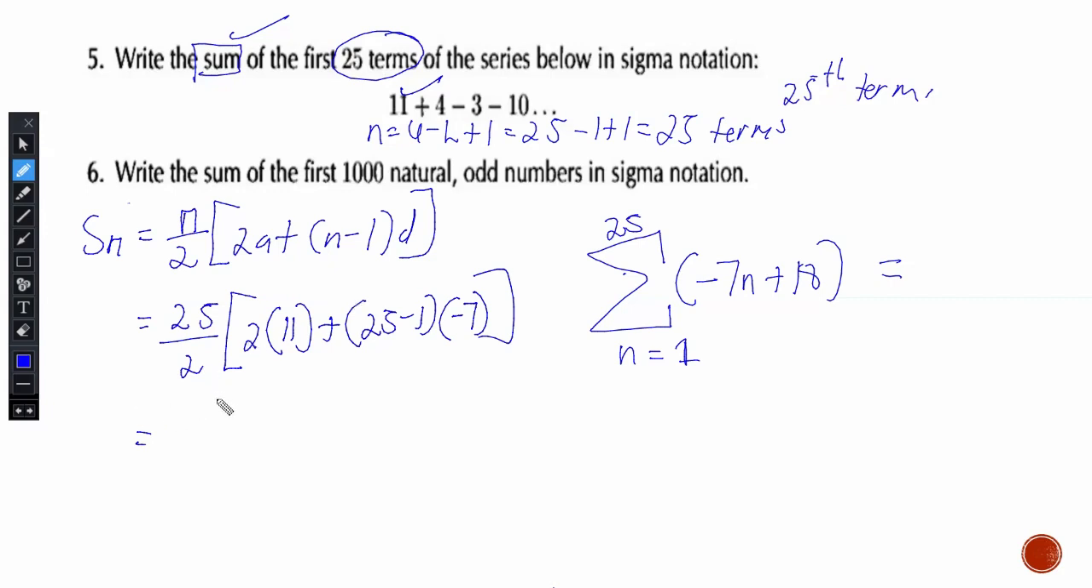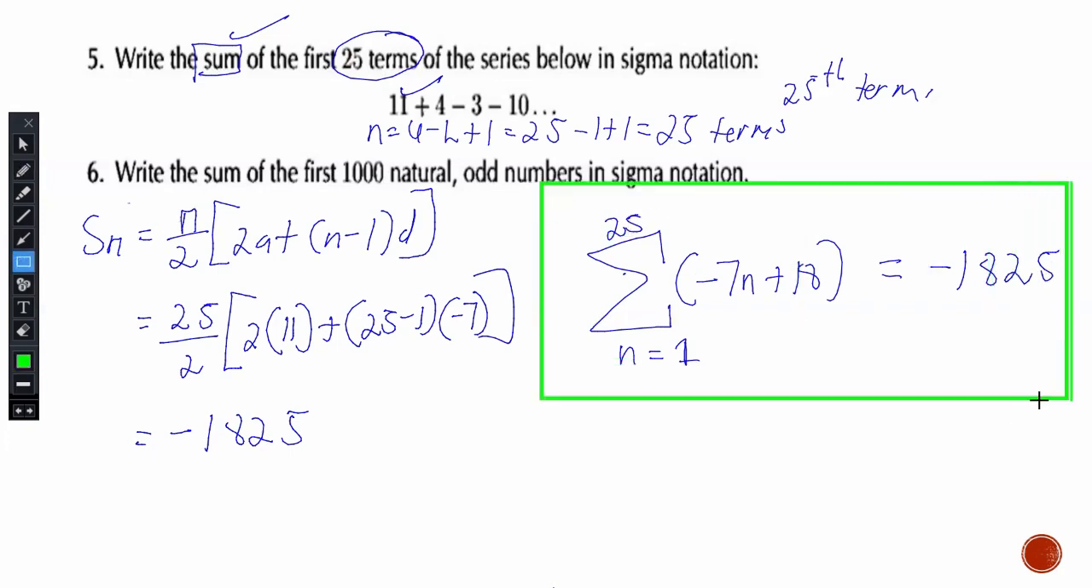Then this will give us what? Negative 1,825 is your sum. Then you write it here, negative 1,825. Then just like that, you have found the sum of the first 25 terms of the series below in sigma notation. So that's your sigma notation. Voila.